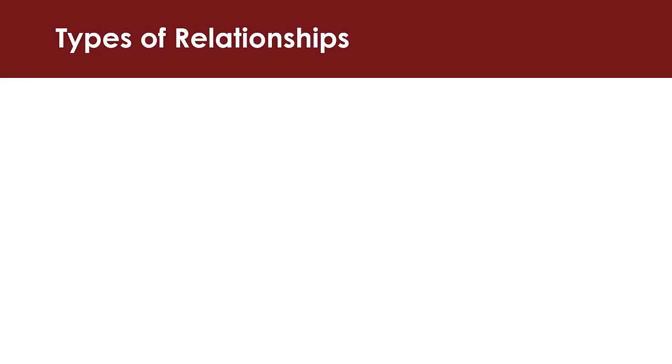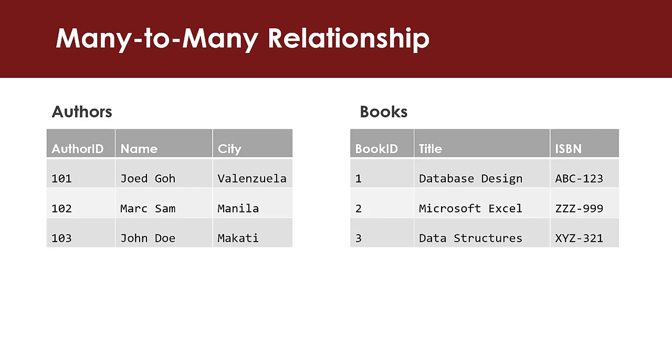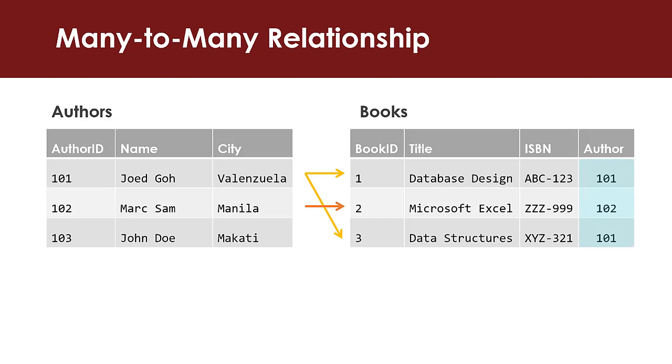Aside from the one-to-many relationship that you'll encounter most often, there is also the many-to-many relationship and the one-to-one relationship. To understand the many-to-many relationship, consider the following illustration. Suppose we have two tables that store the authors and the books, and say for example, author Joe Edgo wrote 2 books, database design and data structures. Then, Mark Sam wrote 1 book, Microsoft Excel. To relate the two tables, we could add another field called author that serves as a foreign key to this books table. This creates a one-to-many relationship.